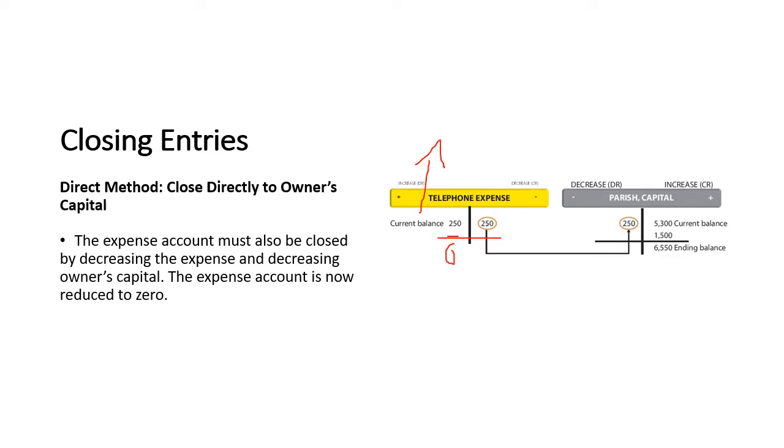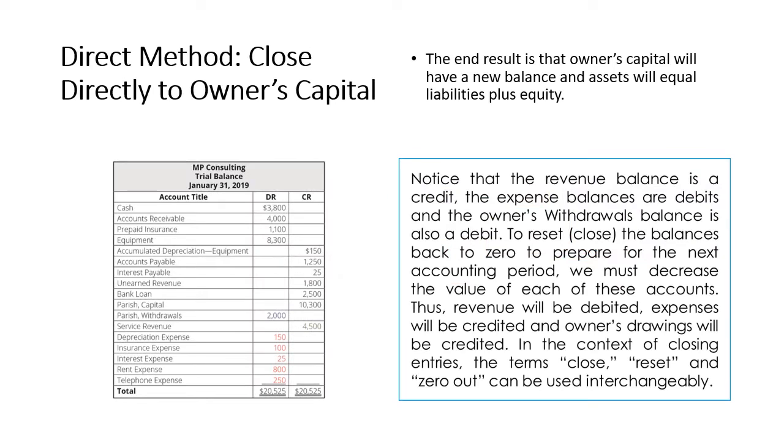If we have a credit, we know we need a debit. So we're going to take that $250 and transfer it over to our capital. Capital, of course, increases on the credit and decreases on the debit. And we said that an expense would decrease our capital, and that's what we have done here. And our expense account now has a zero balance. So the end result is that our owner's capital will have a new balance and our balance sheet will be in balance again. Our assets will equal our liabilities plus equity.